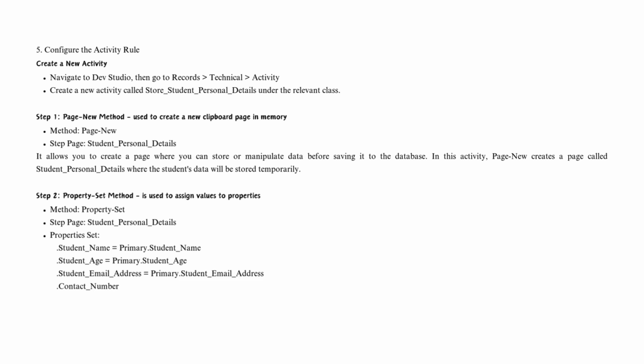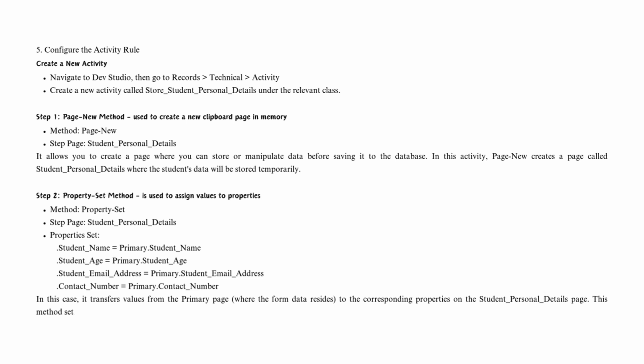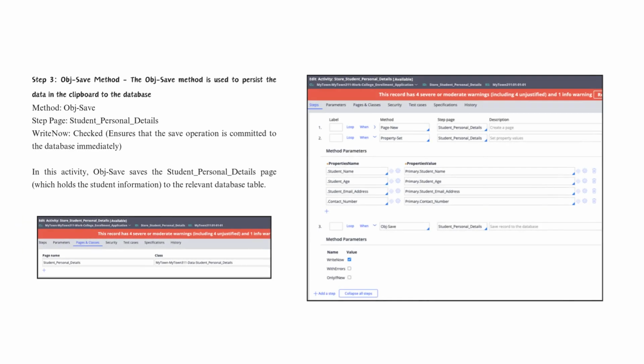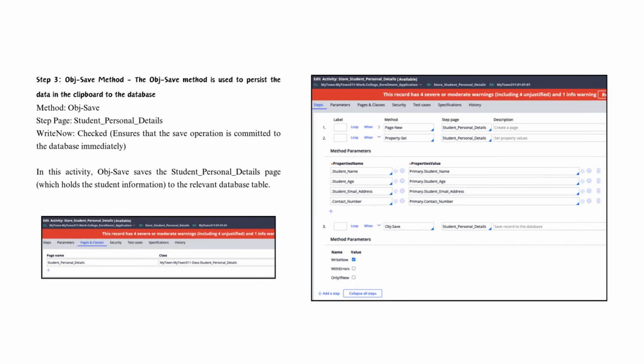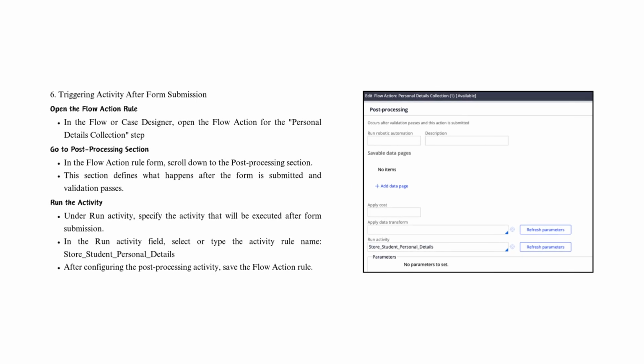In the next step, we use the Property-Set method to map the form inputs to our data object properties. Set each property, like student name and student age, to correspond to the data collected from the user input. Finally, let's use the Obj-Save method to store this data in our database. Be sure to check Write Now to commit the data immediately. Our activity is set up.